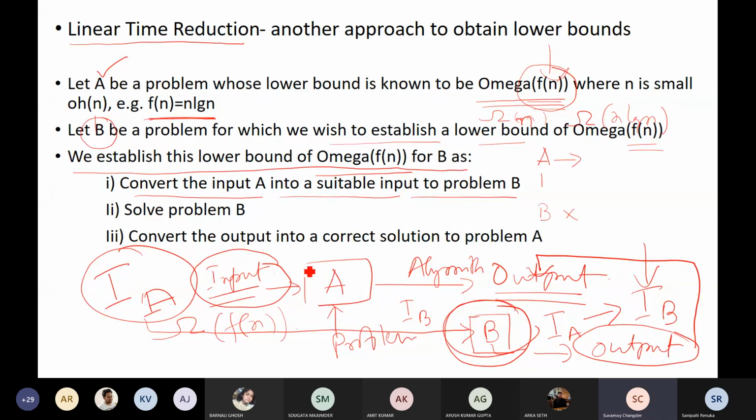We are having a problem A whose lower bound is known to us. We are having an input set for A. Now first we will convert this input set of A to the input set of B. Then we will solve the problem B. We will get an output for the problem B, and then again we will convert the output of B to the output of A.